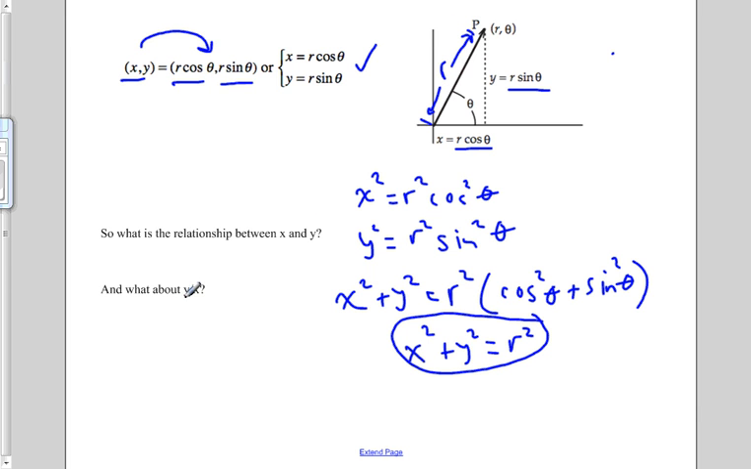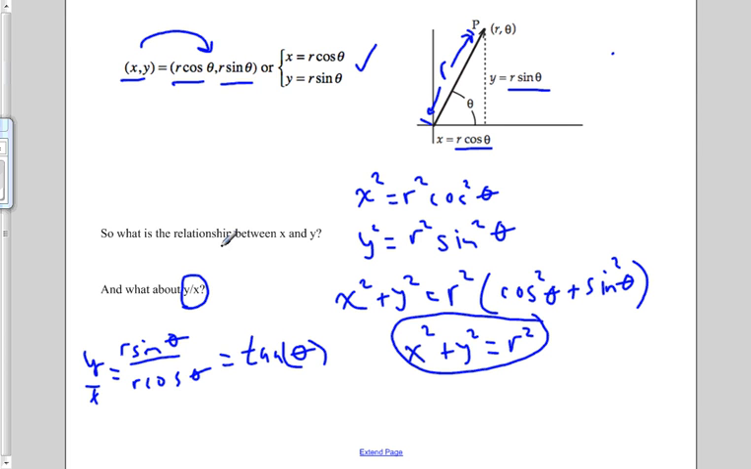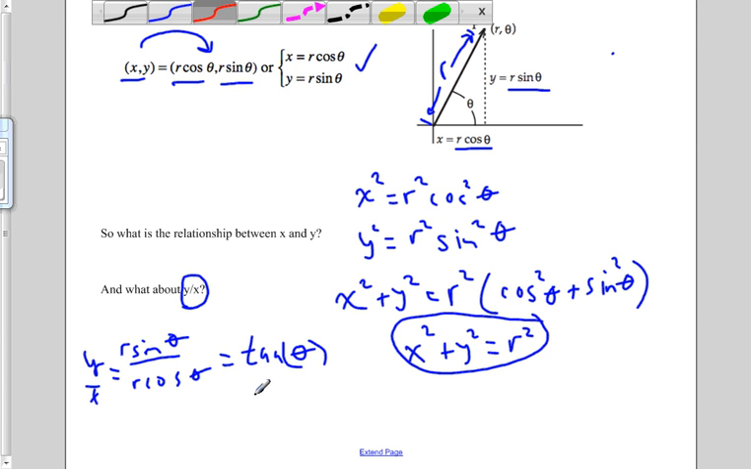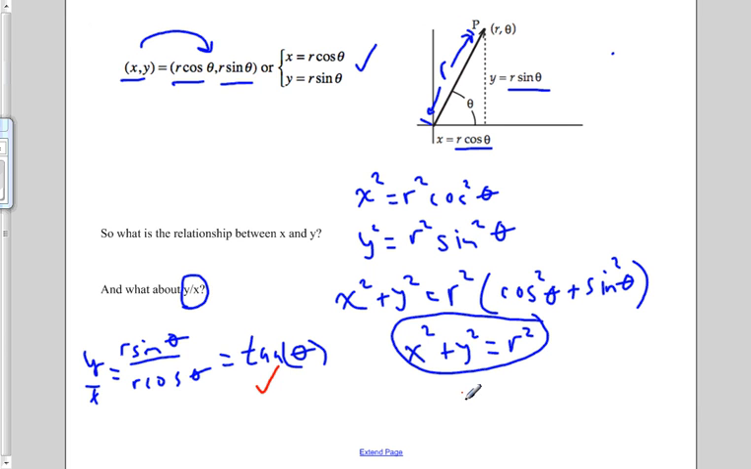Well, what about this relationship y over x? This turns out to be a pretty useful one. If we think about that, y is r sine theta, and x is r cos theta, so our expression y over x, when we simplify the r's, equals tangent of theta. So we're going to be using both of these relationships, both y over x and x squared plus y squared equals r squared, throughout this lesson.